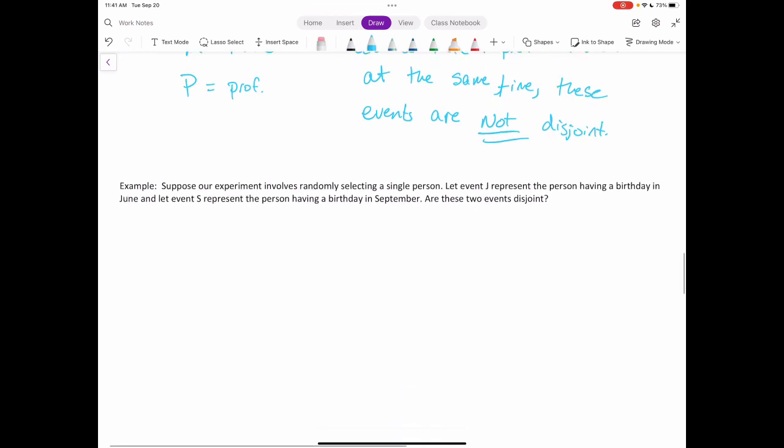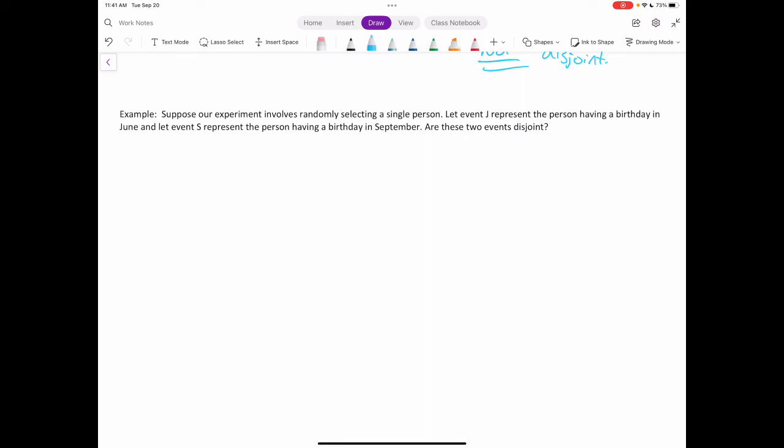Let's do another example. Suppose our experiment involves randomly selecting a single person again. Let's let J represent that the person has a birthday in June, and S represents the event that the person has a birthday in September. Okay? Are these two events disjoint? Once again, when we talk about disjoint events, we're talking about a single instance. We're selecting a single person. Can a person, one person, have a birthday in both June and September? Is that possible? That is not possible. Therefore, these events are disjoint. A single person can't have a birthday in both of those months.